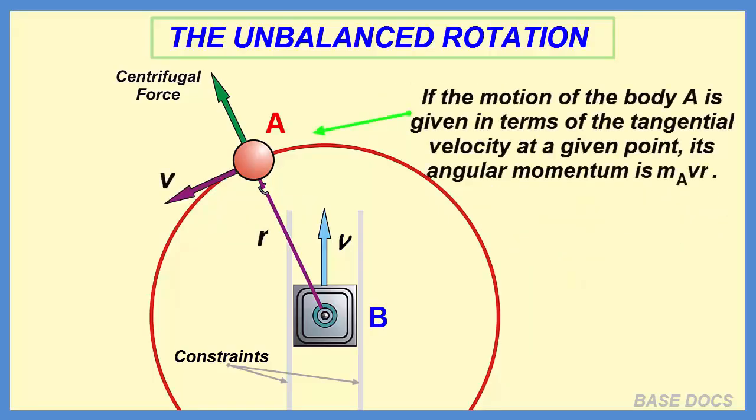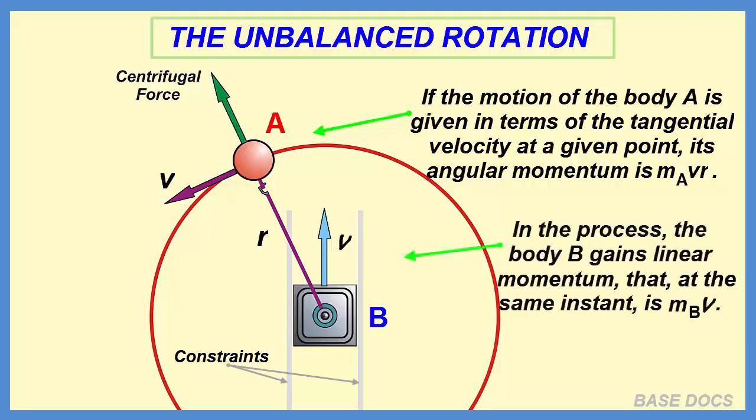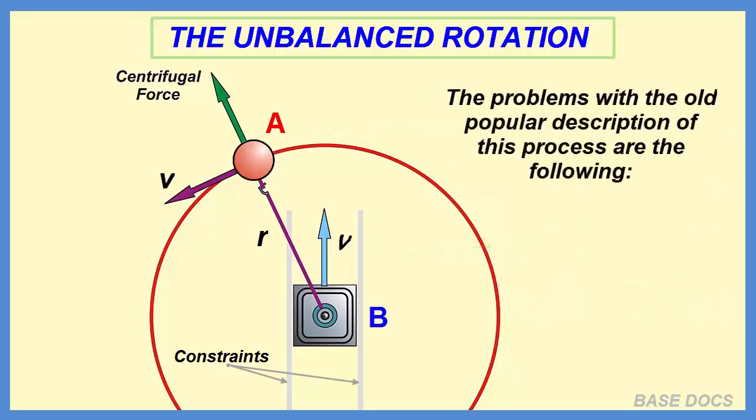If the motion of the body A is given in terms of the tangential velocity at a given point of the path, its angular momentum is equal to its mass multiplied by the tangential velocity and the radius of rotation. In the process, the body B gains linear momentum that, at the same instant, is equal to its mass multiplied by its velocity. The problems with the old popular description of this process are the following.